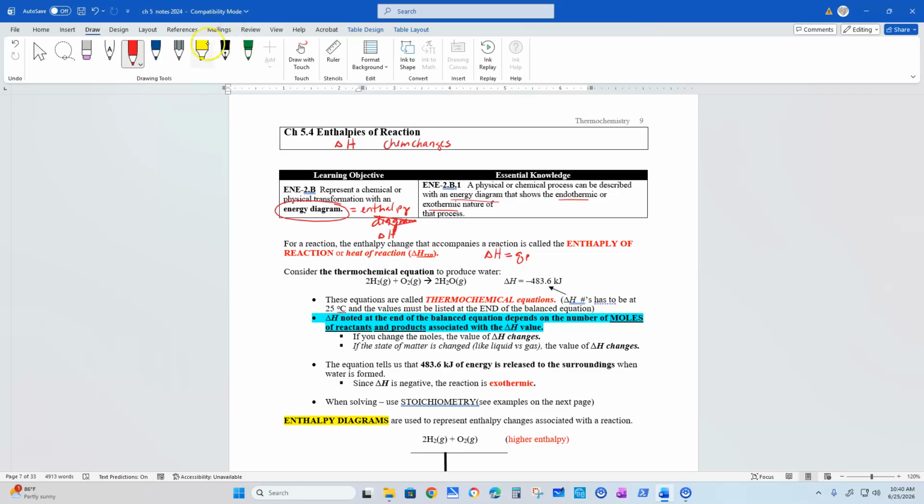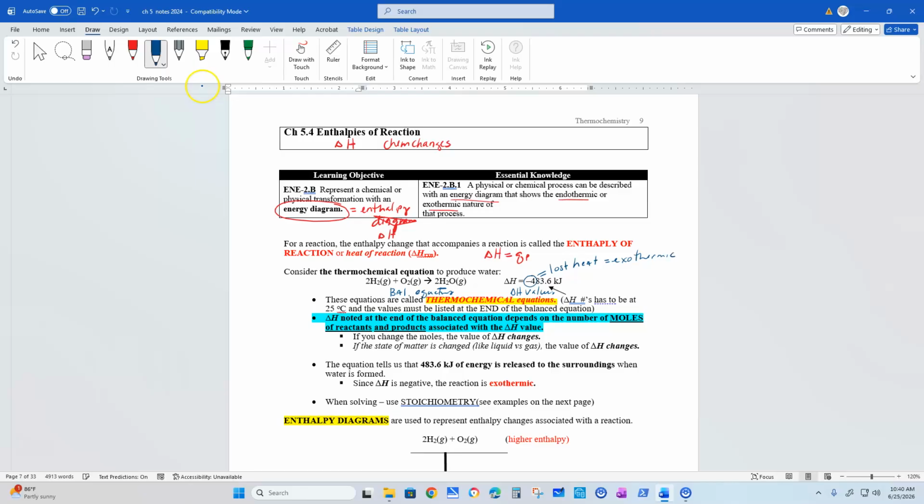Next is something called a thermochemical equation. A thermochemical equation is a balanced equation with states of matter, coefficients, all that good stuff. But then at the very end of that equation, on the same line, though you can give it a little bit of space, you have the delta H value listed right at the end. Now notice what this delta H value says. One, it's negative, which means the reaction lost heat, which means this is exothermic.